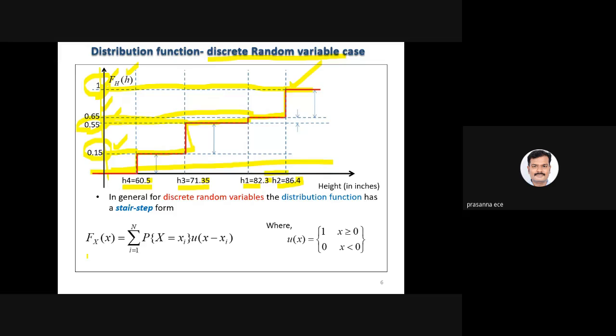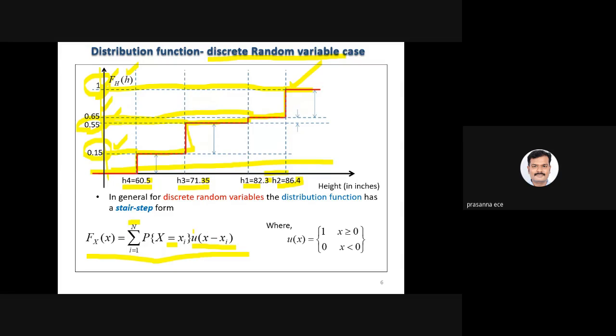So we use a particular notation for this staircase. We use summation i equal to 1 to n, where n represents the total number of points on the x-axis. Suppose here we have n equal to 4 because we are considering only 4 students in the class. So the distribution function takes the form sigma i equal to 1 to n, p of x equal to xi. Observe the equal to sign here. It is p of x equal to xi multiplied by u of x minus xi.